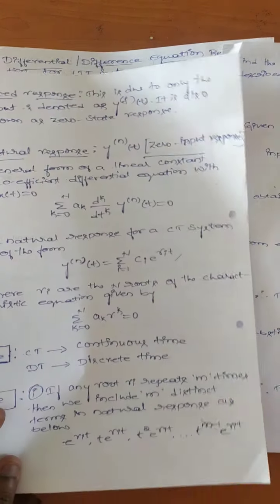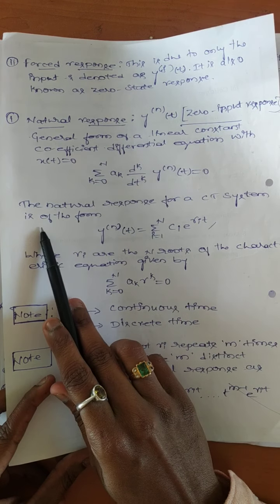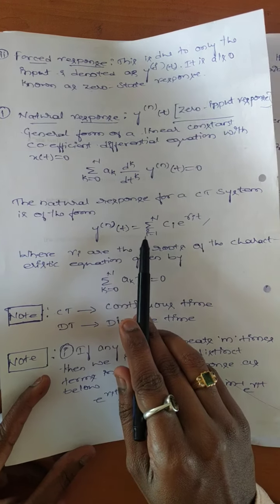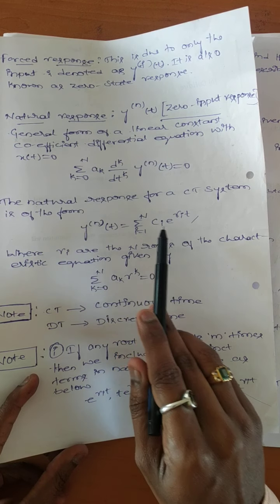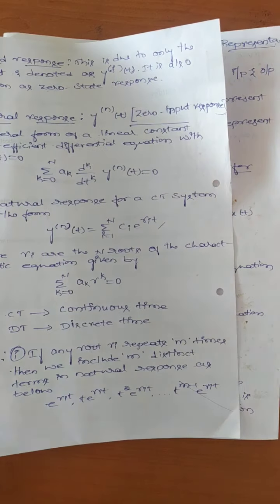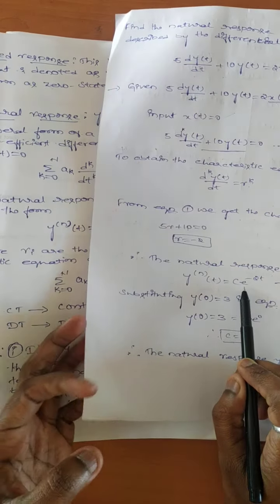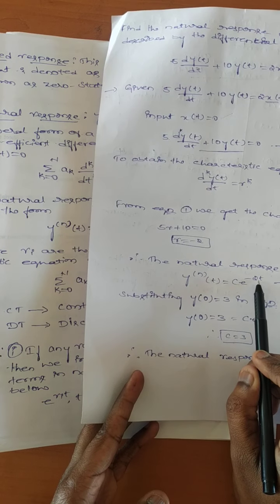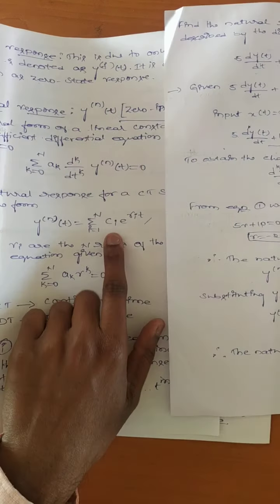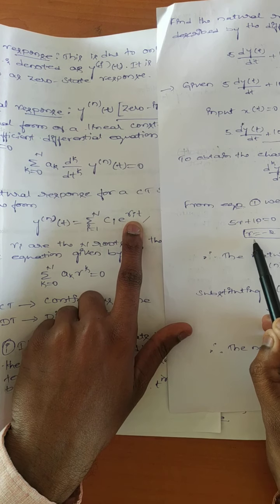Here is the equation. Have a look at this. So yn of t, the natural response for a continuous time system, is of the form yn of t is equal to summation 1 to n ci e to the power of ri into t. So the same equation I have written here. Look at this, c into e to the power of 2t. In place of r I have written 2, because it's already a calculated value.